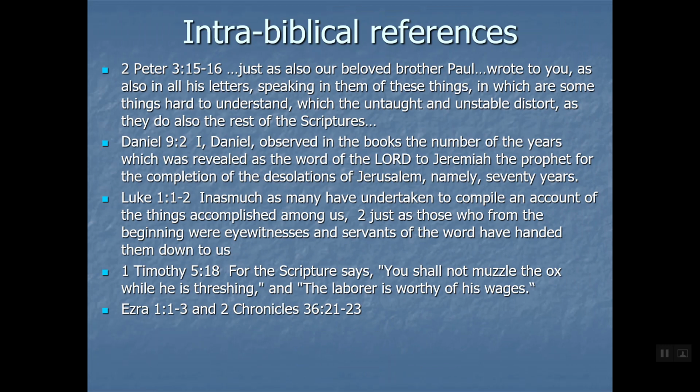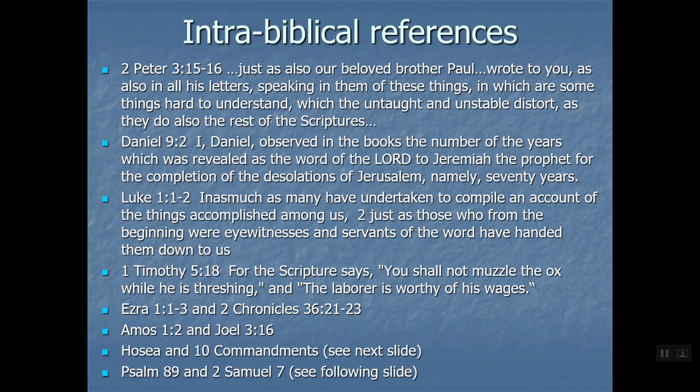Ezra and Chronicles are connected. The same text that you'll find at the end of Chronicles starts Ezra, the same 3 verses. It's the same thing with Amos and Joel. The same verse about the Lord roaring from Zion is at the end of Joel, and at the beginning of Amos. So there's just lots of these examples.